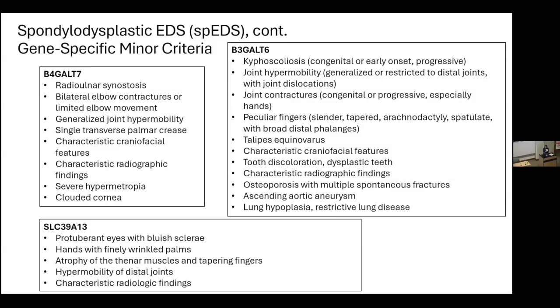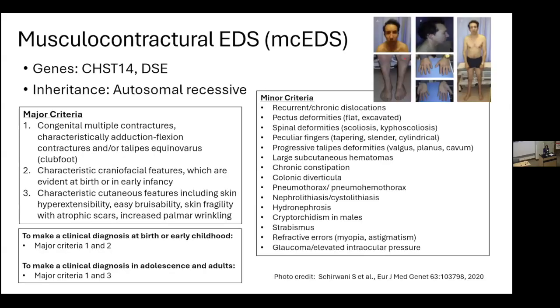So we're starting to understand that these are distinct phenotypes based on the underlying gene for the spondylodysplastic type of EDS.